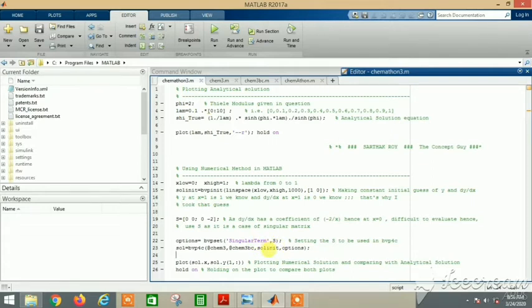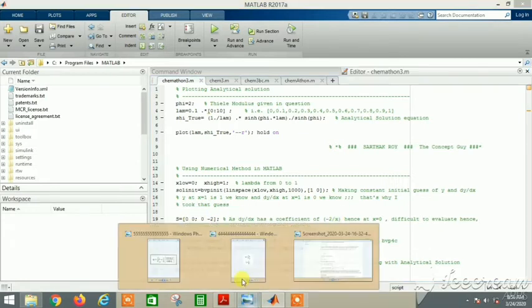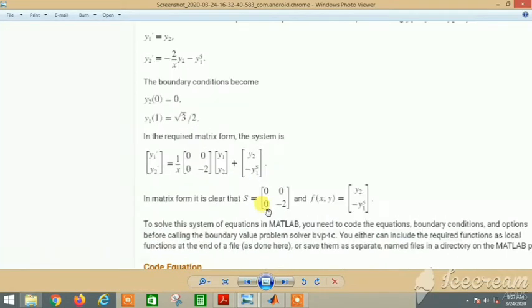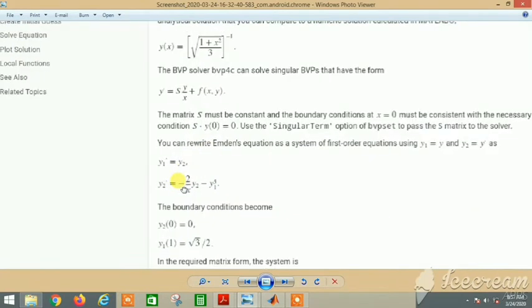Then I have made a solinit, because I need an initial mesh, and with respect to this mesh I need to evaluate using these two functions and get my solution. So this solinit will create a basic initial mesh. I put x low and x high as 0 and 1, with a mesh size of 1000, and with these initial conditions: y, let it be 1 initially, a constant initial guess, and dy by dx, let it be 0, my constant initial guess.